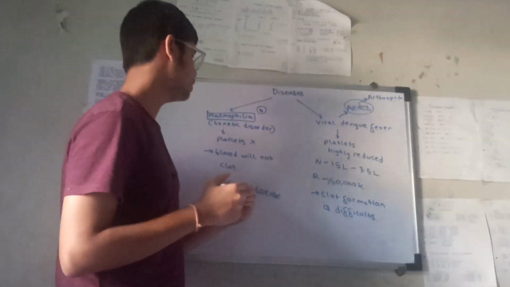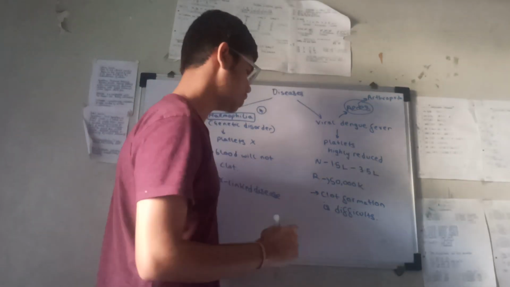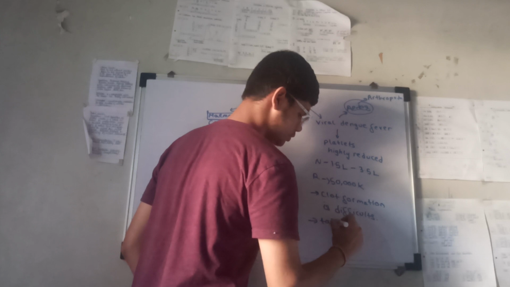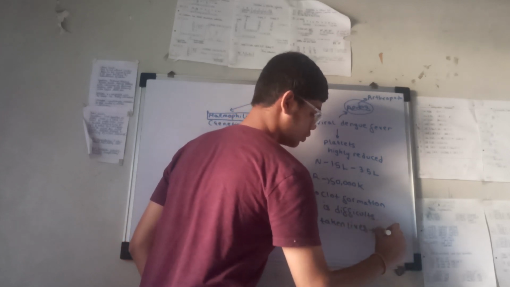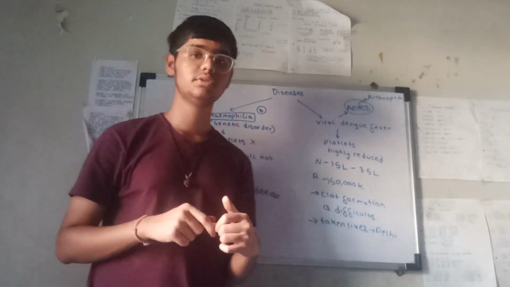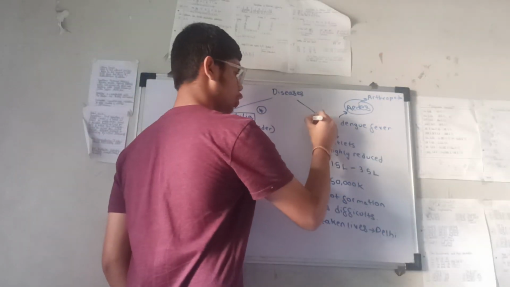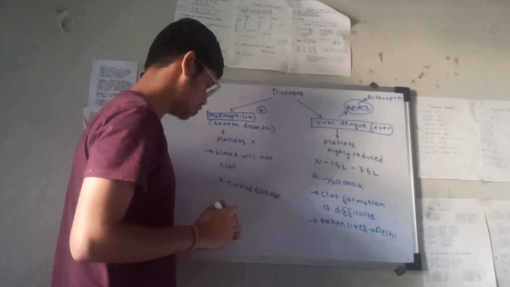So these two diseases, hemophilia and viral dengue fever, have taken lives. In Delhi there was a hazardous outbreak of this disease, viral dengue fever. So you have to take these two into consideration.